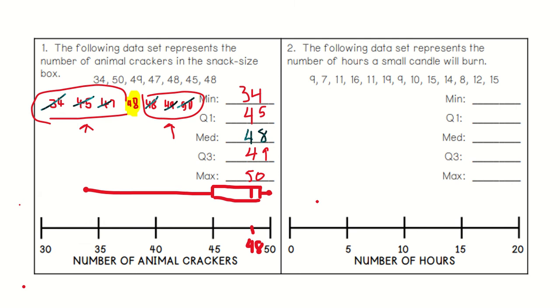All right, let's do the same thing for number 2. The following data set represents the number of hours a small candle will burn. You need to order first, and this is going to be a little bit of a pain, okay?